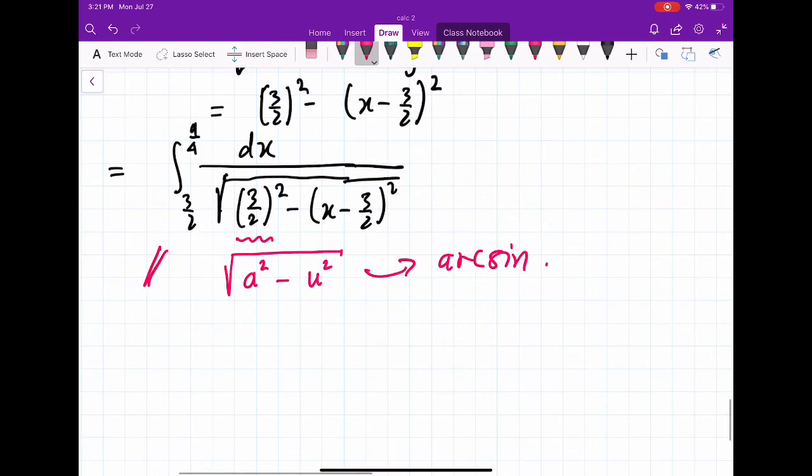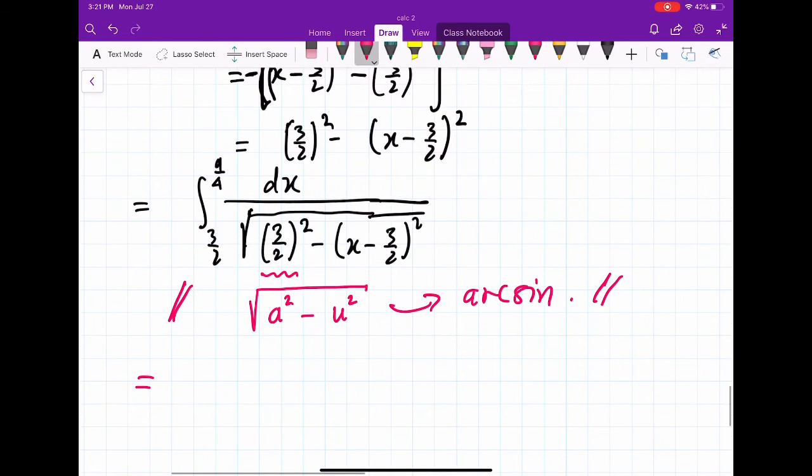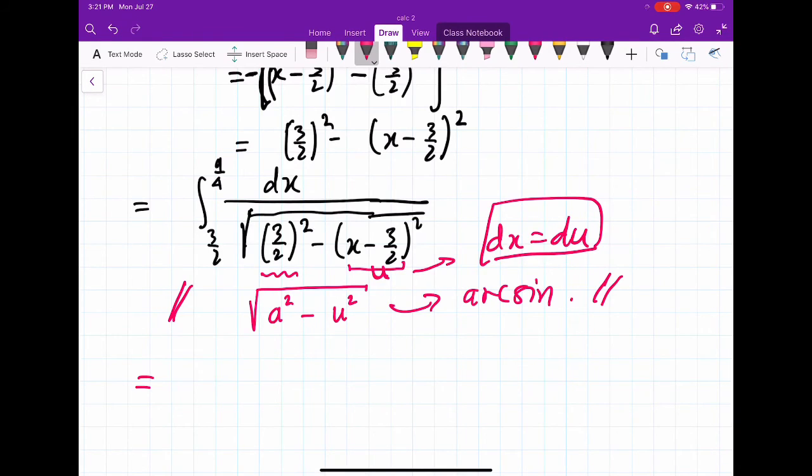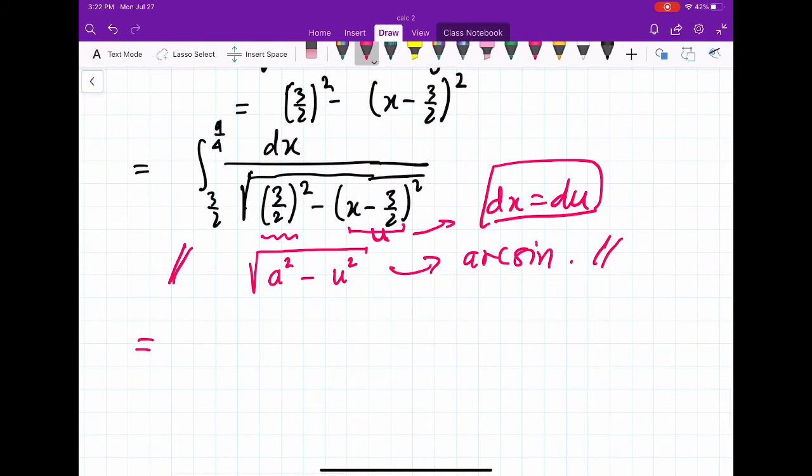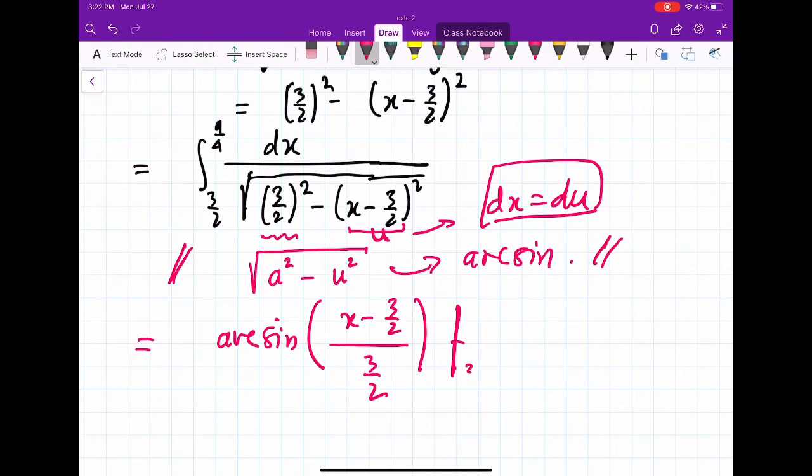So I have the integral from, oh no, not the integral. I can write the antiderivative right away, right? And don't forget that in this case, u is x minus 3/2, and so du equals dx. So you don't need to do a substitution. Does that make sense? I have arcsine of what? Of (x minus 3/2) divided by a, which is 3/2, evaluated from 3/2 to 9/4.